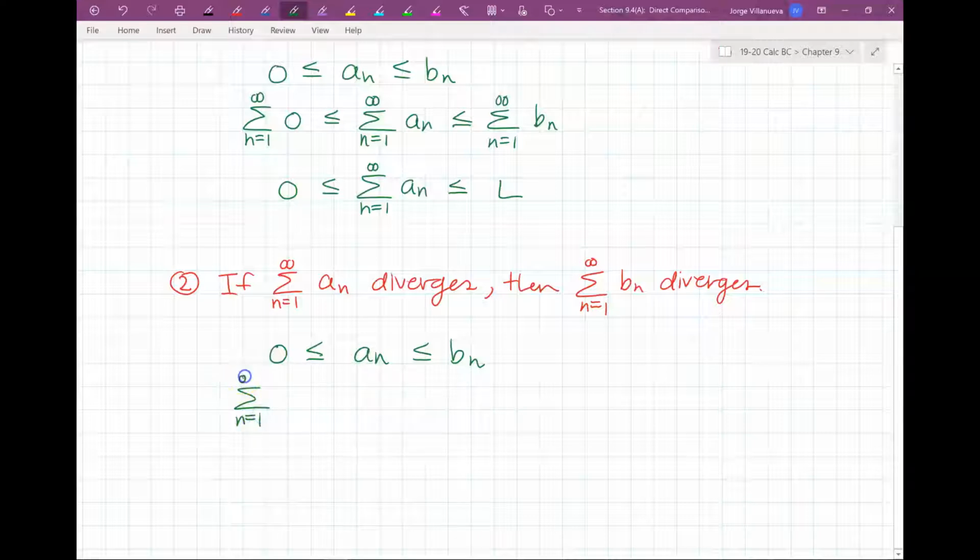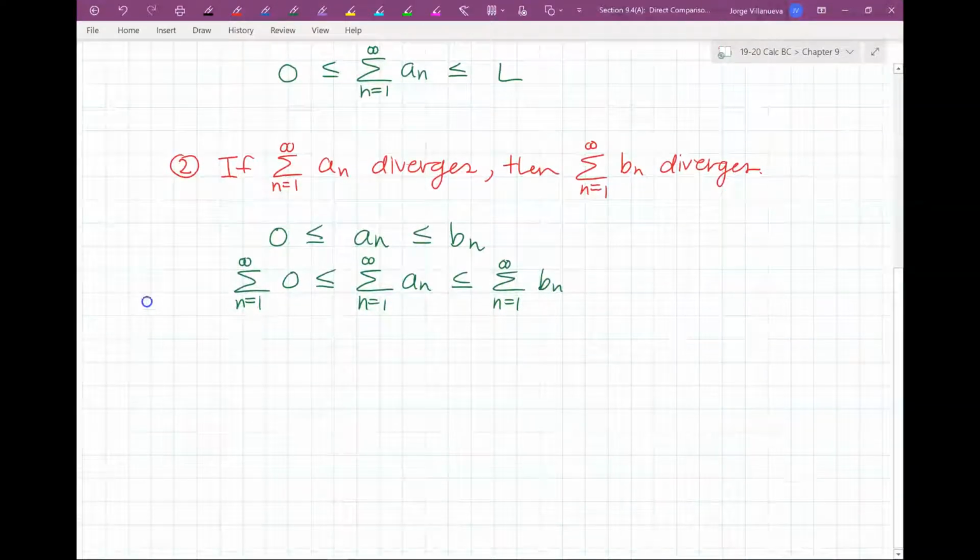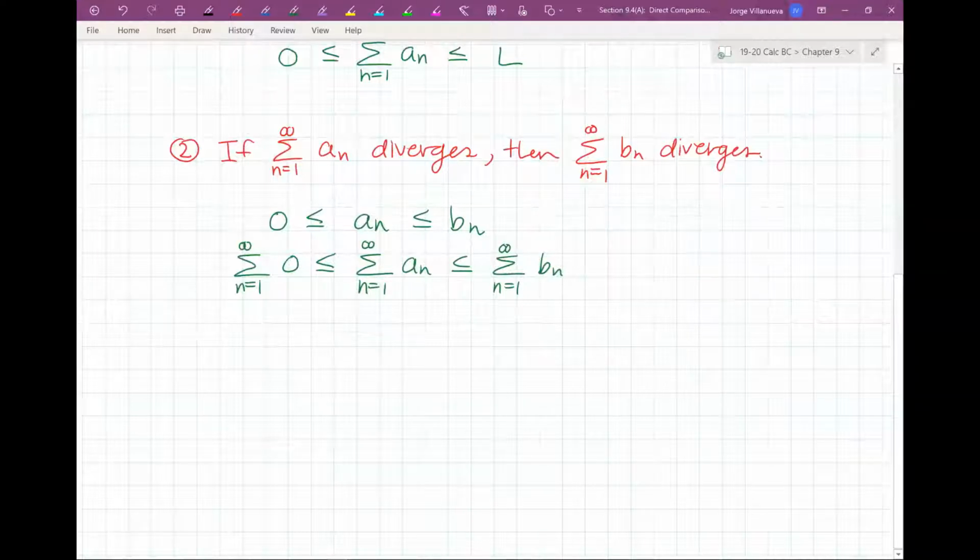So the sum as n goes from 1 to infinity of 0 is less than or equal to the sum as n goes from 1 to infinity of a sub n, which is less than or equal to the sum as n goes from 1 to infinity of b sub n. Again, we know the left side has to be 0, right? Because if you're just adding 0 over and over again forever, you're just going to get 0. What's the sum as n goes from 1 to infinity of a sub n if they say that it diverges? It's infinite, right?